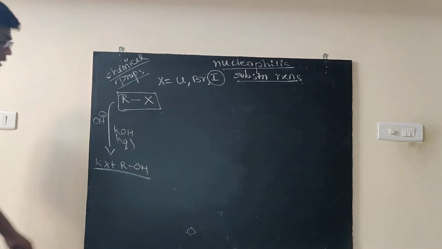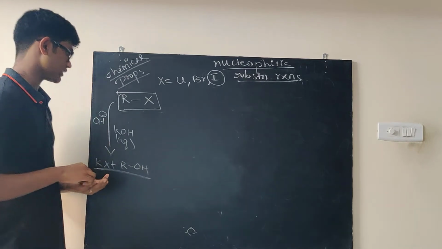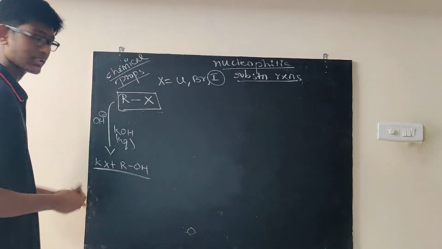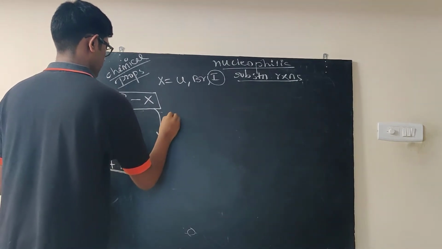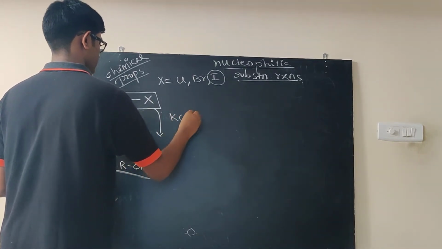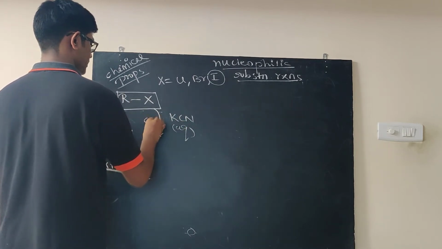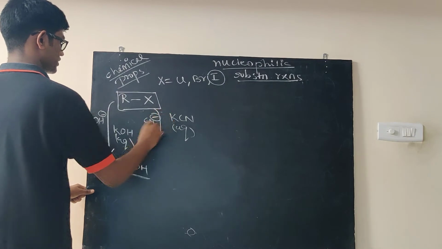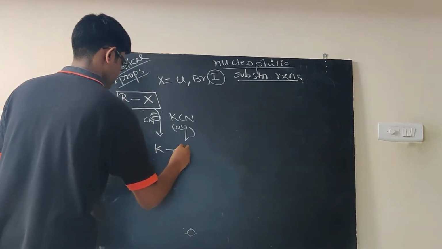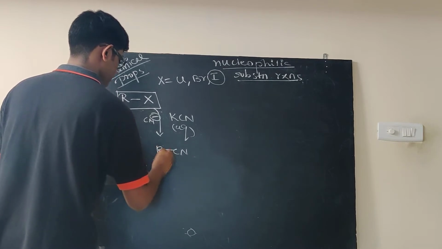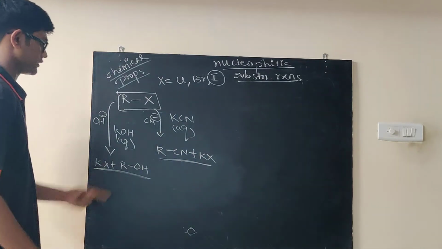Why can we not use alcoholic KOH? The reason is because it will cause dehydrohalogenation and create an alkene instead. Okay, next one. Aqueous KCN. Okay, the nucleophile is CN minus. Same procedure. This attacks, this leaves, K plus in solution. I'm going to get RCN plus KX. Okay, that's my second step.